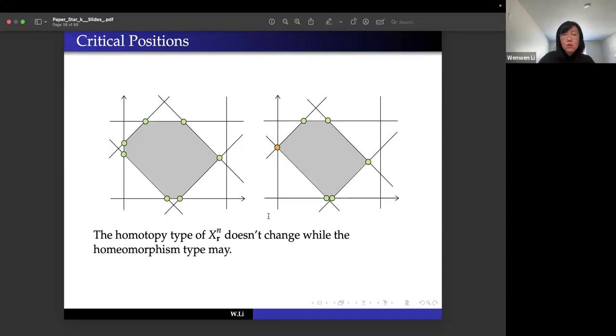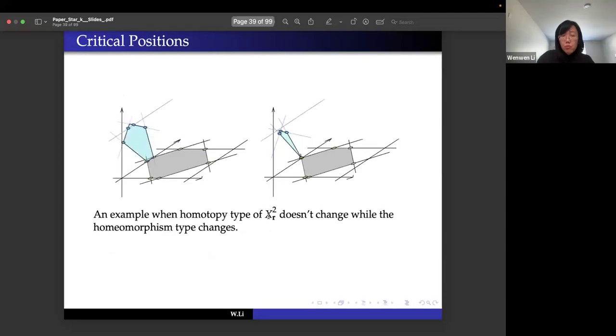Okay, so let's see an example. This is an example where the homotopy type doesn't change, but the homeomorphism type changes, right? We start from the space on the left, then we decrease R, and those two lines hit at this vertical axis. Those two spaces, although they're homotopic, are not homeomorphic to each other.